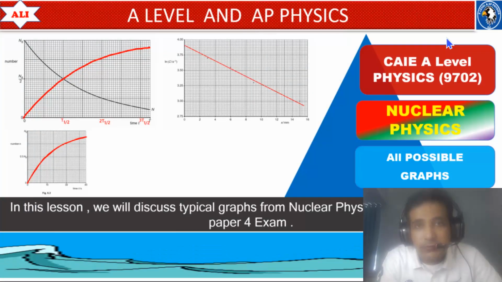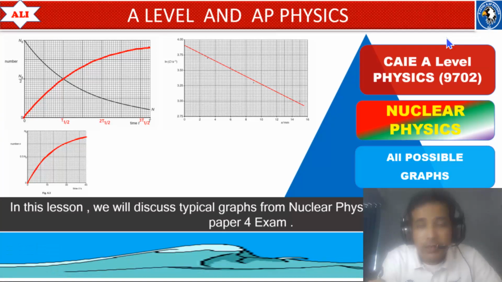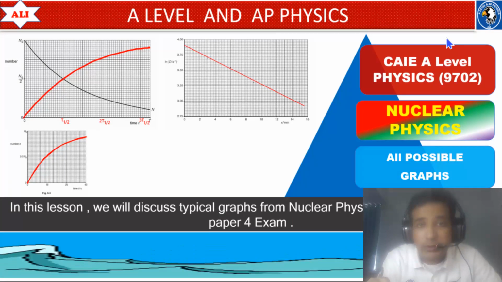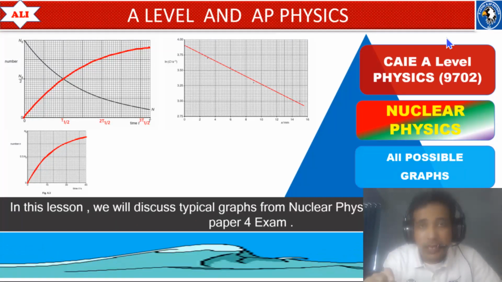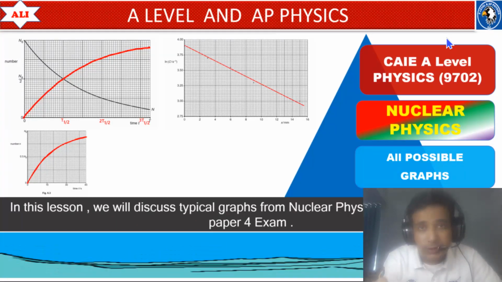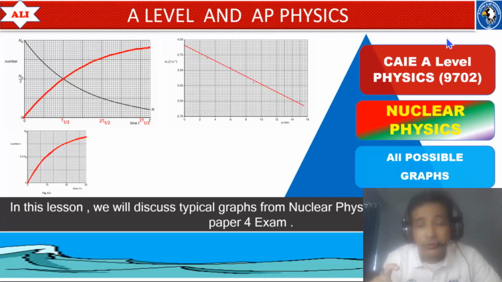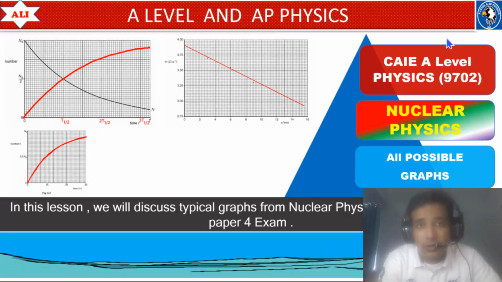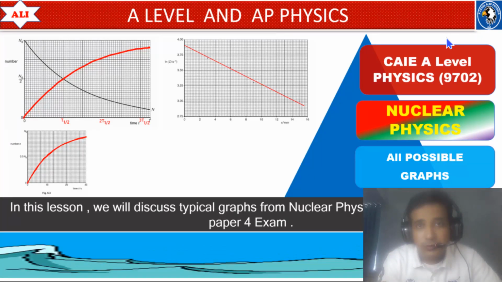In today's lesson, we will try to discuss all possible graph questions from nuclear physics. In the last video, we have already discussed all possible graphs from quantum physics. And we will discuss these questions in detail so you can improve your conceptual understanding of this topic, and also you can have better understanding of graph related questions. Let's study together. Let's improve together.